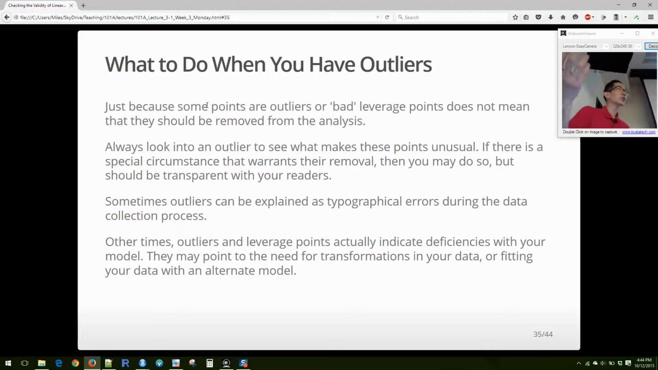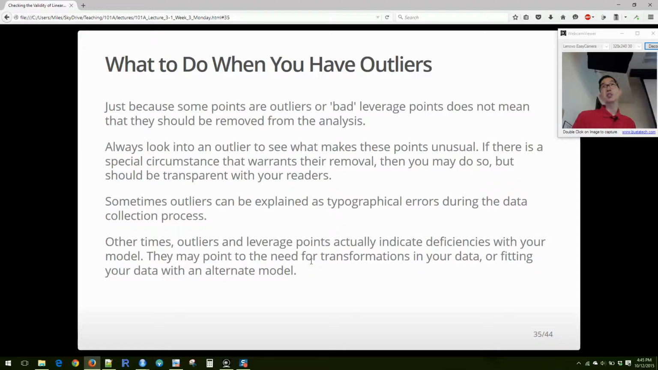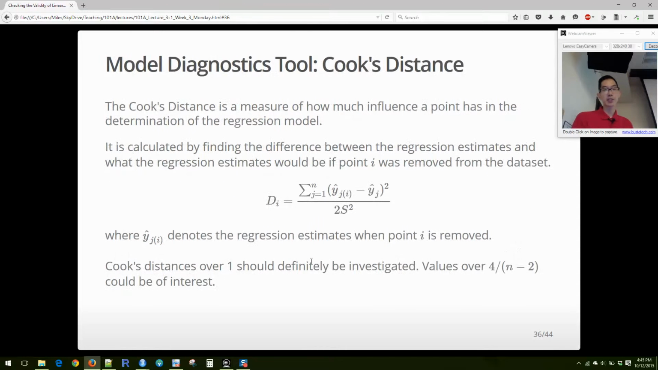Sometimes you have no explanation, and you just don't know why this point is way out here. We'll talk about whether you should include that point or not. Statistics is all about relating real-world data and making conclusions, and the real world is messy, so sometimes we don't have good answers for everything. Maybe you need an alternate model. Maybe you need to do transformations to your data. These are all different things.